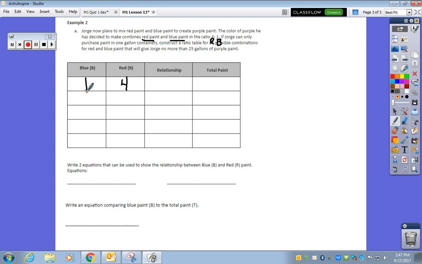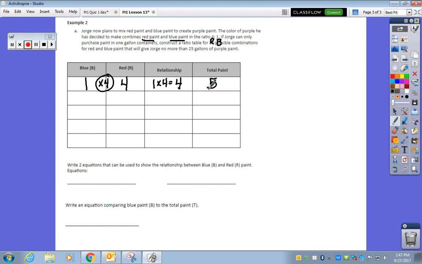So now what we're going to do is look at the relationship between this. So to get from blue to red, I multiplied by 4. So I can say 1 times 4 is equal to 4. For the total paint, that means 1 gallon of blue plus 4 gallons of red would be a total of 5 gallons of paint. So now we're going to continue on.